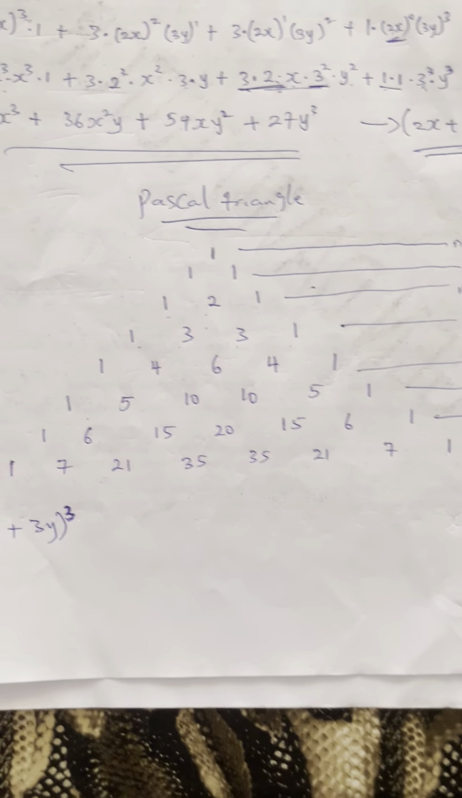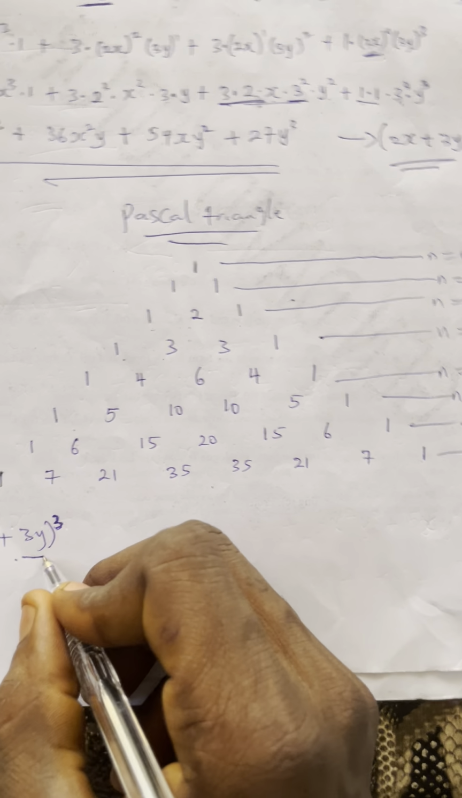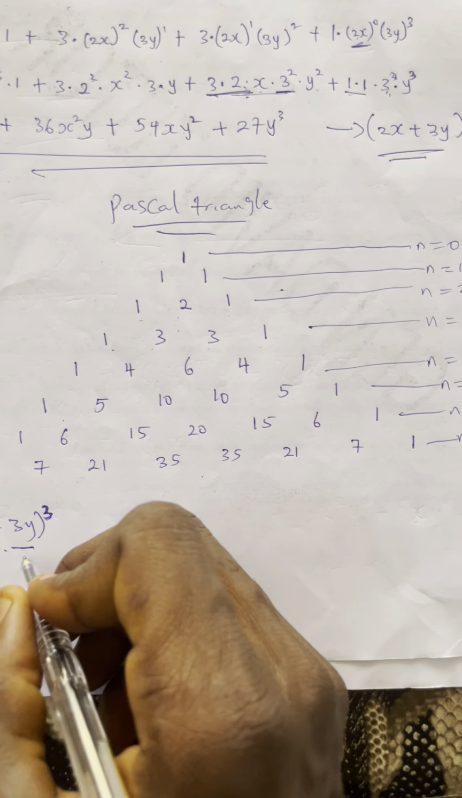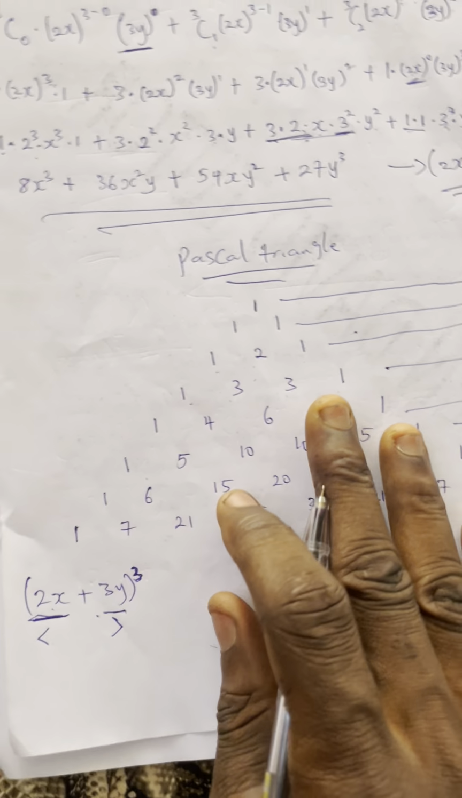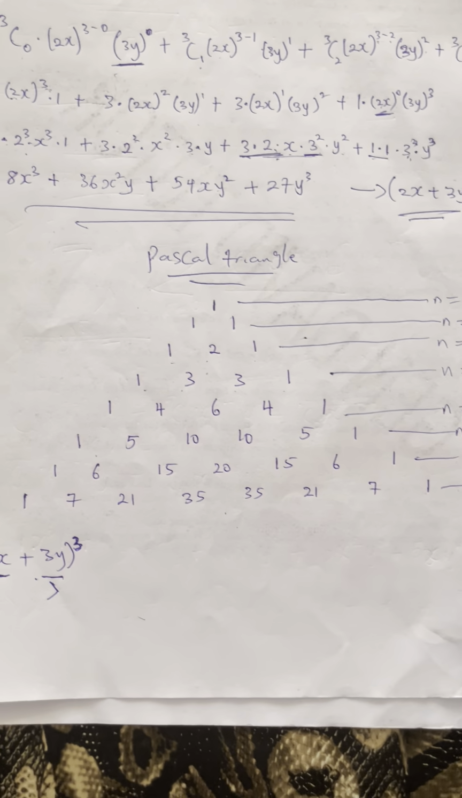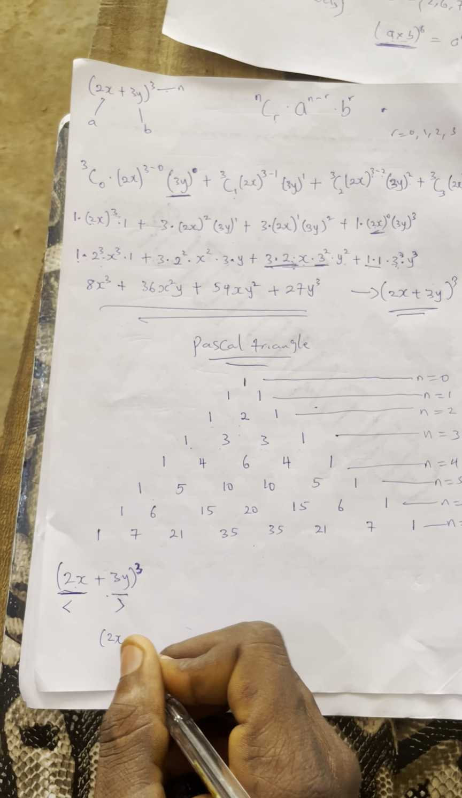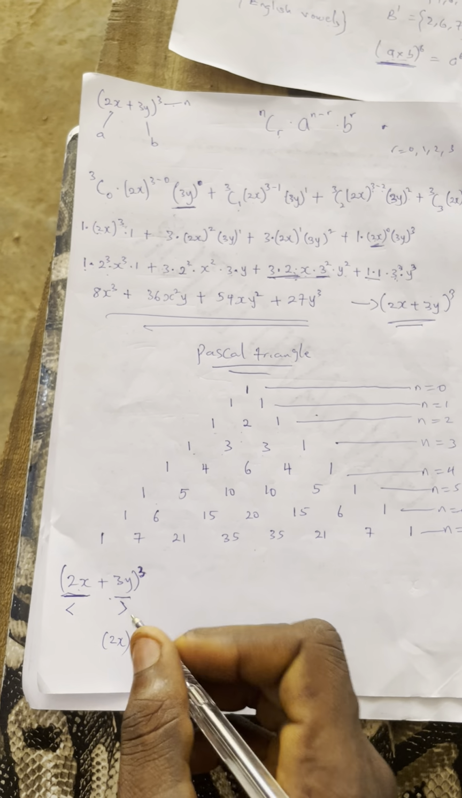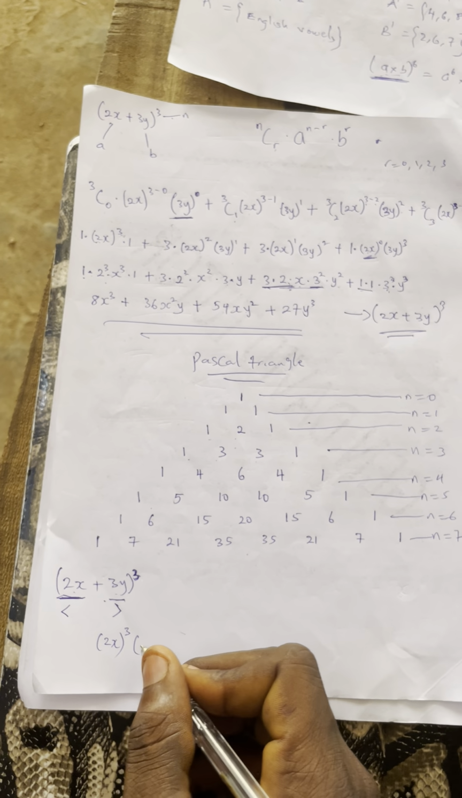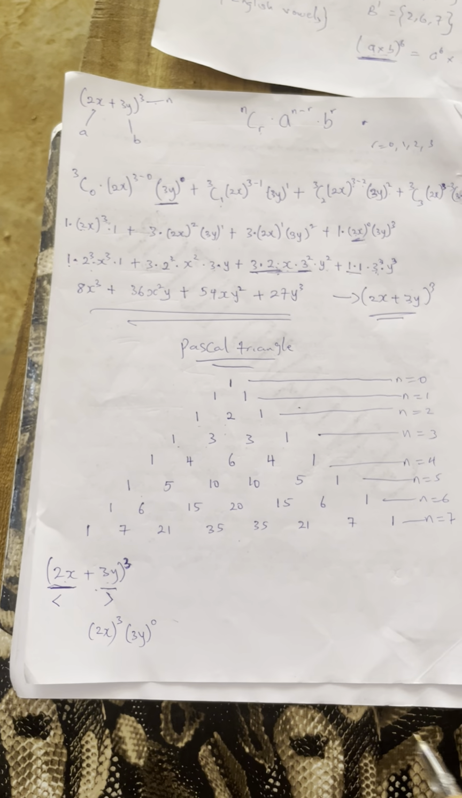Now the thing is that the alphabet at the left side will keep decreasing and the alphabet at the right side will keep increasing. What I'm talking about is that this one will be decreasing and this one will be increasing. That's a property. Now, you have the left side, which is 2x. It will start from the highest power, which is 3. And the right side, which is 3y, that one will start from 0.